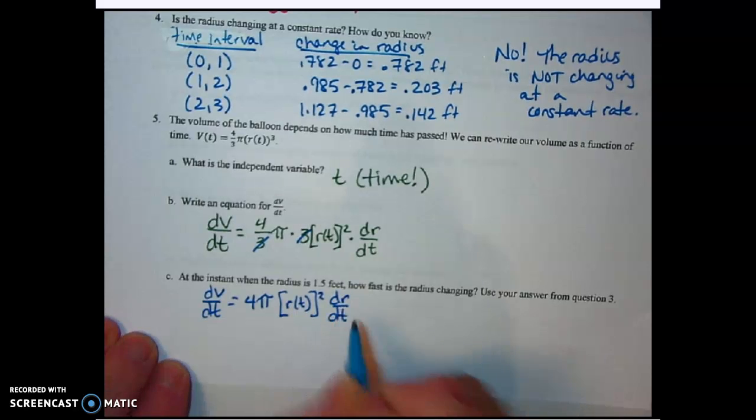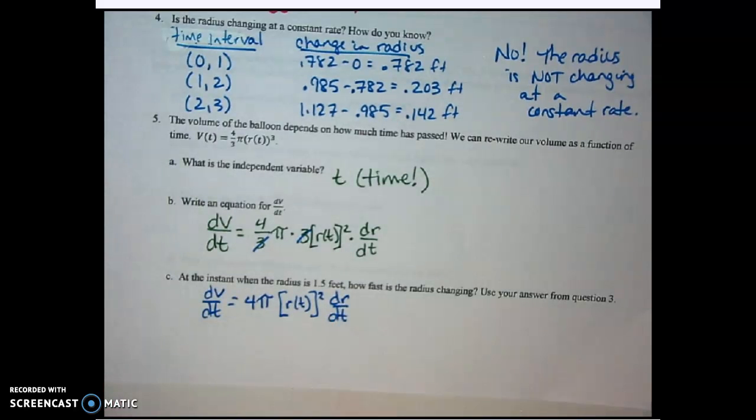times dr/dt. Now what exactly do we know? Don't forget that way back up in number 3, we know that our dV/dt is 2. And we know our radius, because we want to know dr/dt when our radius is 1.5 feet. So now we can plug in 1.5 for our r of t. That leaves us with nothing but constants, and we can solve for dr/dt. Again, go ahead and do that, please, after you pause the video.